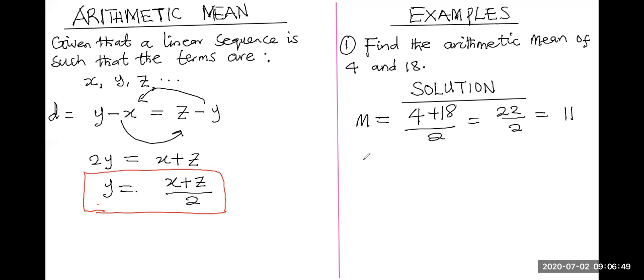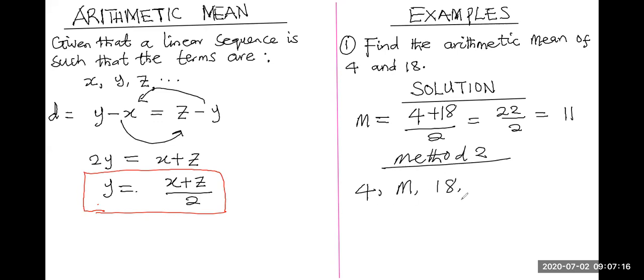Alternatively, method 2, just in case you don't want to use the formula or you forget the formula. Find the arithmetic mean of 4 and 18. That means what number is between 4 and 18, and if it's an arithmetic sequence, the sequence is 4, then m is the number, and 18 comes next.